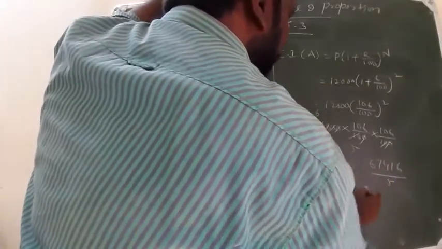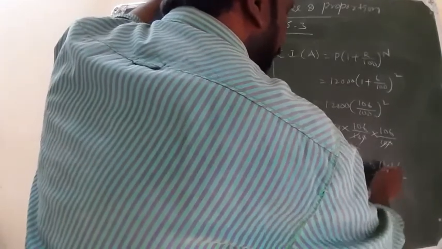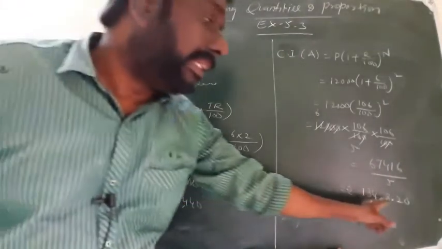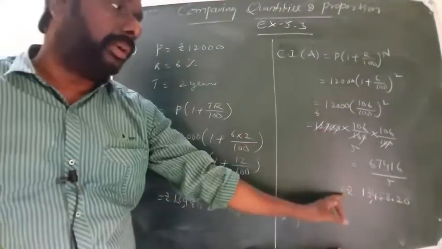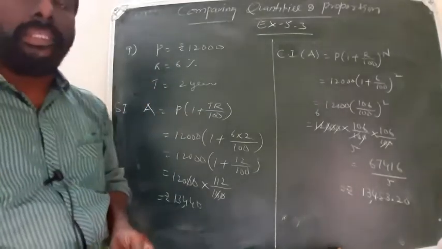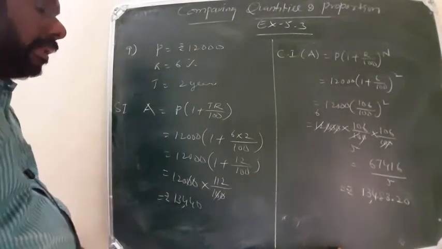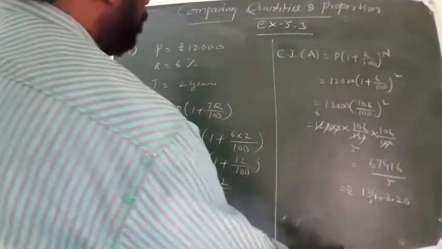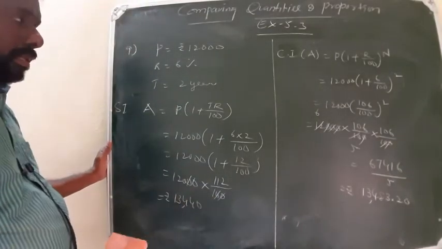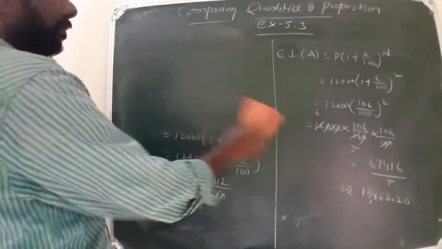67,416 by 5 will be there, no? 5 1 jar, 5 3 jar 15, 5 4 jar 20, 5 8 jar 40, 5 3 jar 15, 2. So 13,483.20 paise. This is according to compound interest. This is according to simple interest. Okay. So like that you have to do this problem. Now we'll see the next sum.